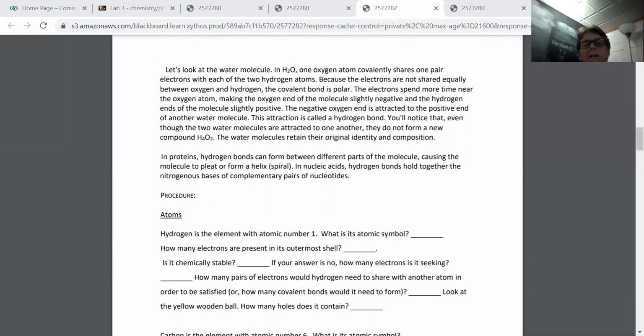Polar meaning it has a slightly negative charge on the oxygen side, slightly positive charge on the hydrogen side. And that's what makes water such a versatile solvent. Lots of things will react with water because water will react with anything that has a charge, either a positive charge or a negative charge. If something is not charged, if it has no net charge, it's not going to react with water. For example, fats. Fats are not charged, so therefore they do not dissolve in water. They don't react with water.